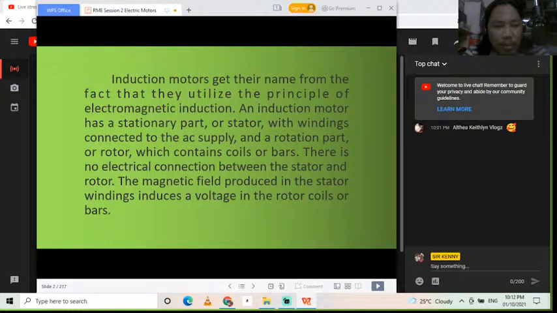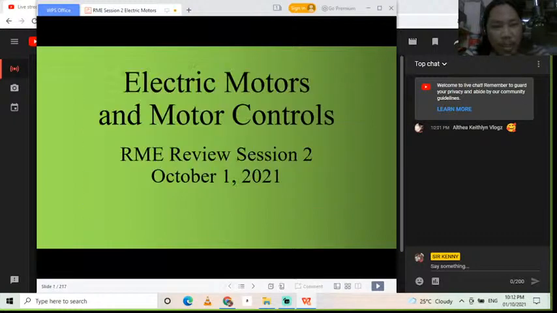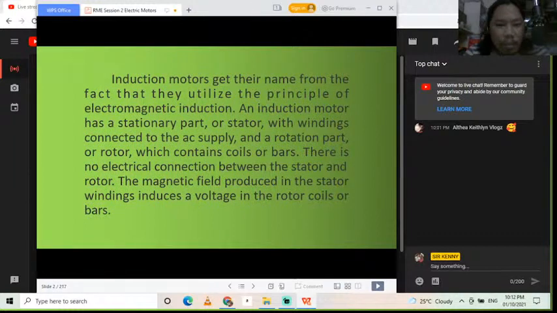So, ito po, ang topic po natin ngayon ay Electric Motors and Motor Controls, RME Review Session 2, October 1, 2021. Okay? So, induction motors get their name from the fact that they utilize the principle of electromagnetic induction. An induction motor has a stationary part or stator with windings connected to the AC supply and a rotating part or rotor which contains coils or bars. There is no electrical connection between the stator and rotor. The magnetic field produced in the stator windings induces a voltage in the rotor coils or bars. Okay?